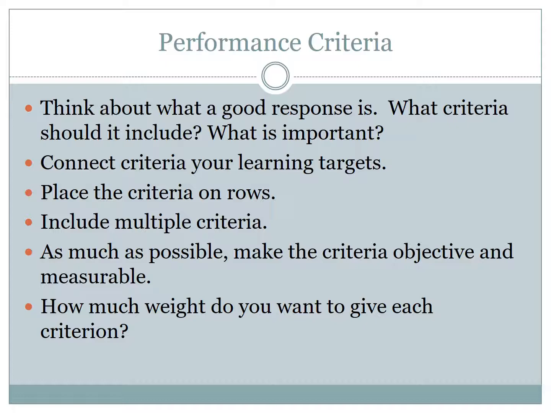So what does that mean? It means to avoid words like many or some or few, and try to use numbers and quantities, and so make it as clear as possible with little ambiguity. And then you have to think about how much weight you want to give each criterion. Maybe you want to weigh writing a little less than content knowledge, for example.